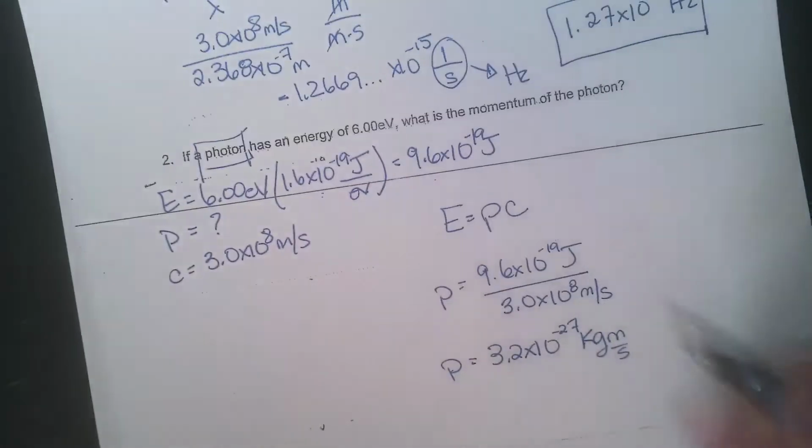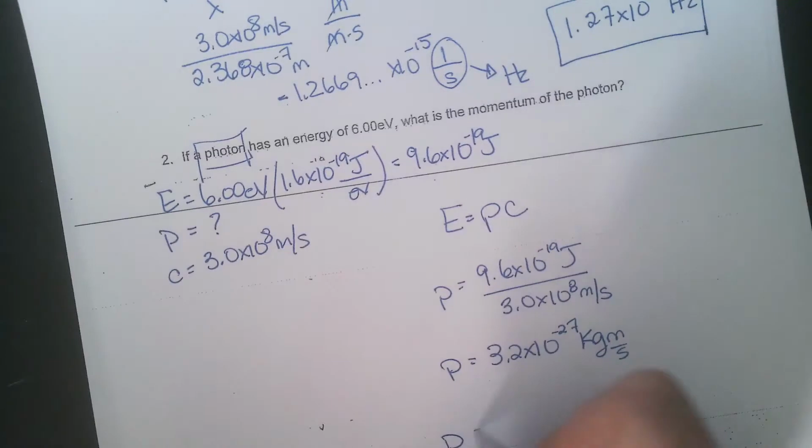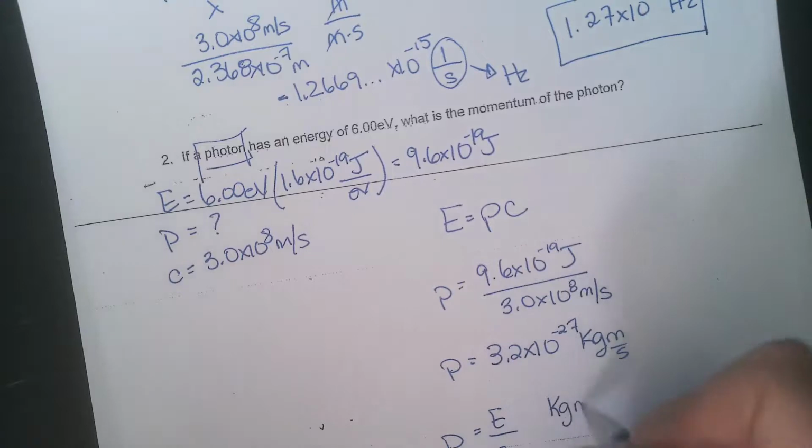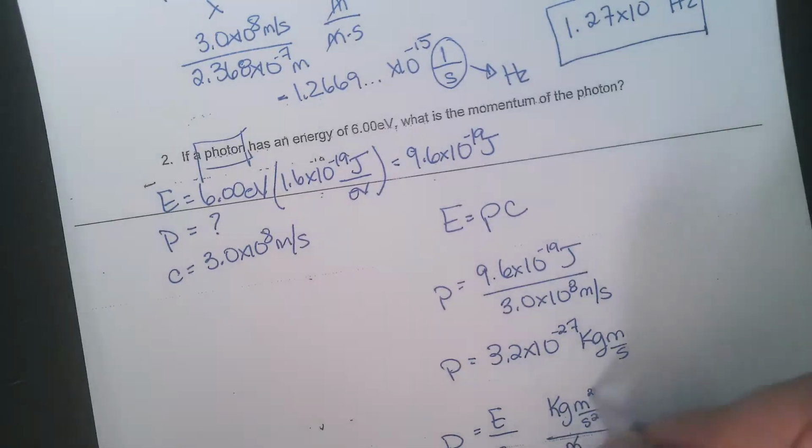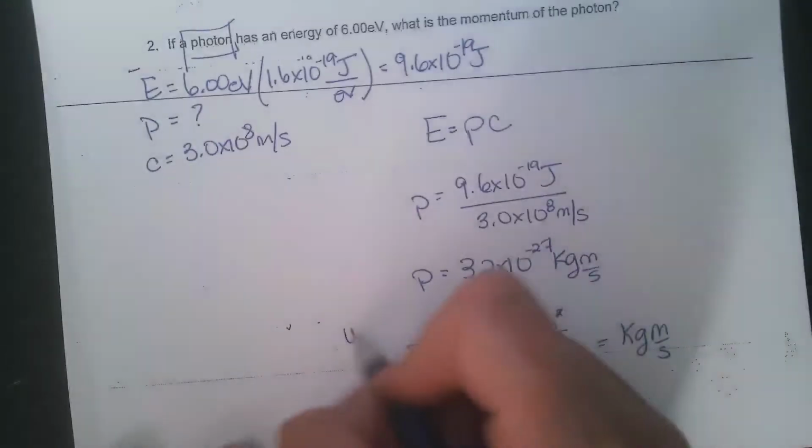When we look at unit analysis, we can see here in momentum that we have energy over the speed of light. Energy is kilograms meters squared per second squared. That's the unit for a joule, all divided by meters per second. This will cancel out that, and this will cancel out that, and you will be left with kilograms meters per second. So that's our unit analysis.